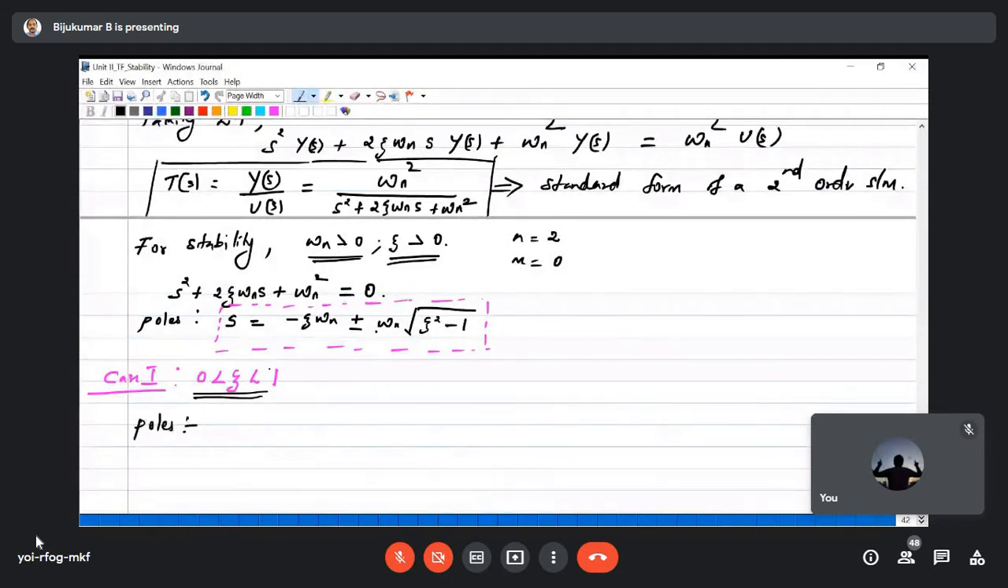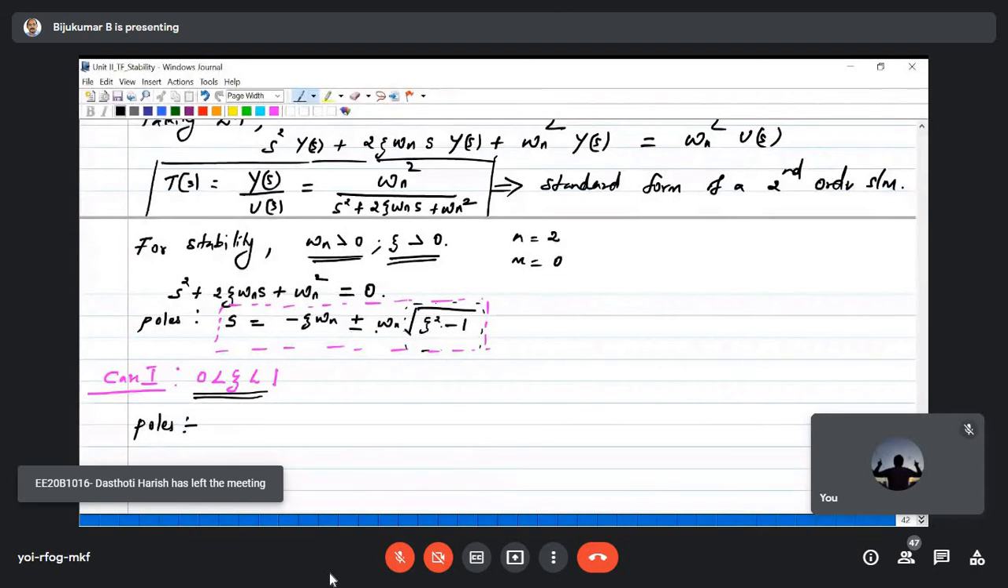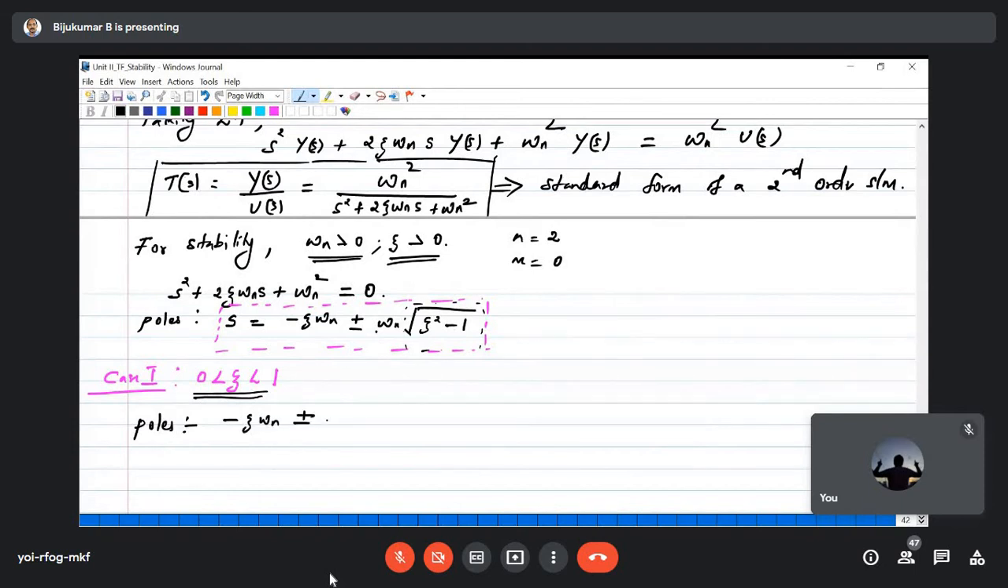Imaginary, sir. Yeah, because this part is a root of zeta square minus 1. So if zeta is between 0 and 1, this part will go negative, and obviously j will come out. So this will become imaginary, right? So in general, we can write, if zeta is less than 1, the pole can be written as minus zeta omega n plus or minus j omega n root of 1 minus zeta square. Can I write like this?